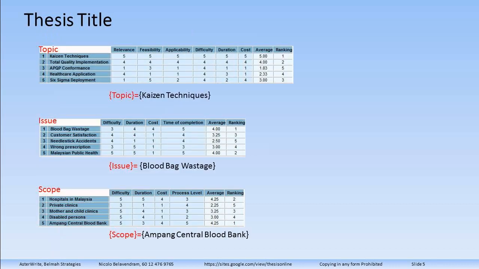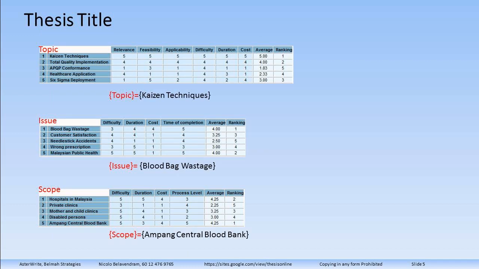AsterWrite helps you to create your thesis title in a structured way. Identify your topic of interest from a range of selected interests. Analyze the merits and demerits of each topic and rank the topics. Then select the best topic for your research.